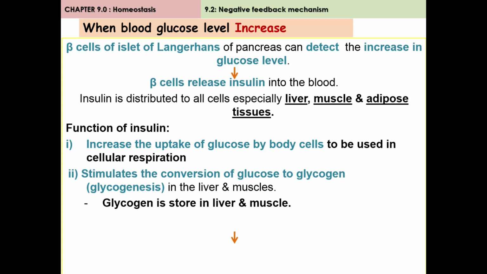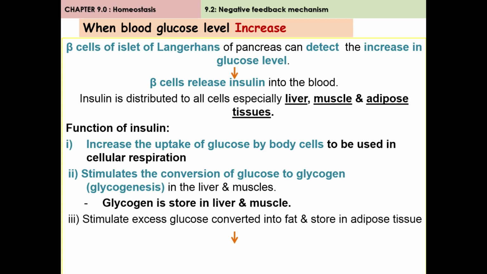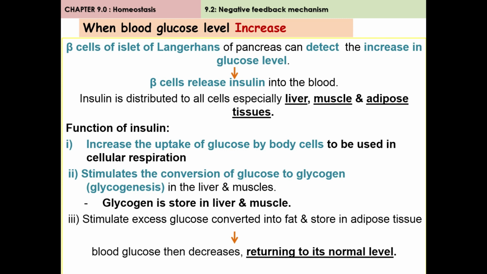And then it will stimulate excess glucose to be converted into fat and stored in adipose tissue, and blood glucose then decreases, returning to its normal level. I repeat again.